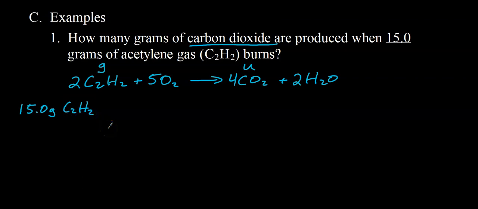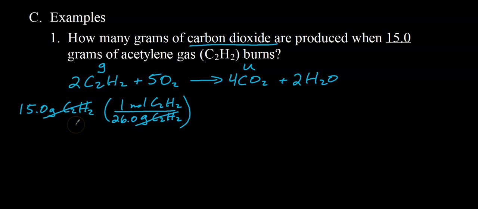All right, so we're given grams of one substance, trying to find grams of a different substance. So what do we need to convert to first? Well, given grams of acetylene, first thing we need to find is moles of acetylene. So let's do that. And then we'll plug in the molar mass here at the bottom. Again, very important, cancel as you go. So what do we have at this point? We have moles of acetylene.